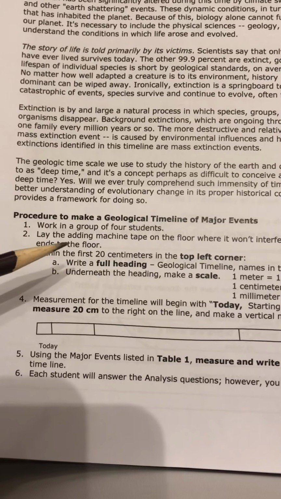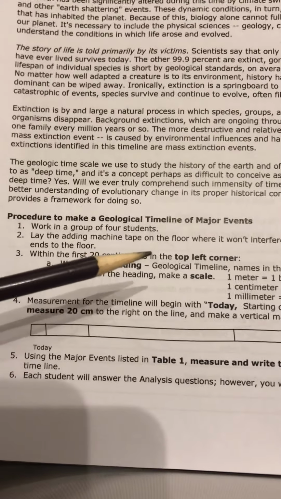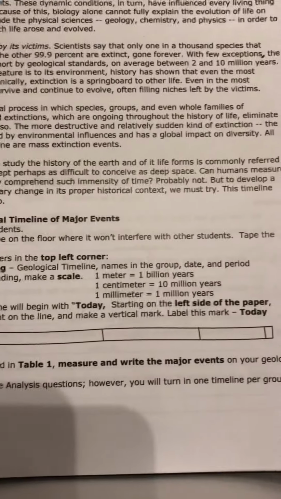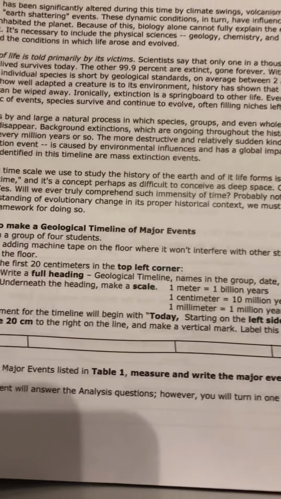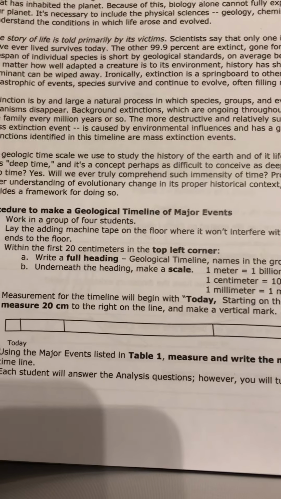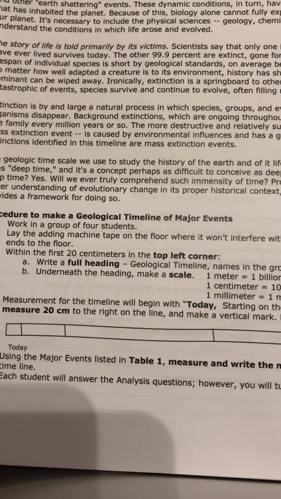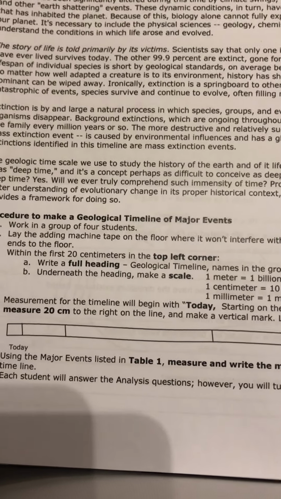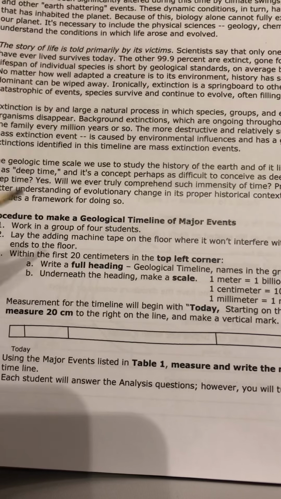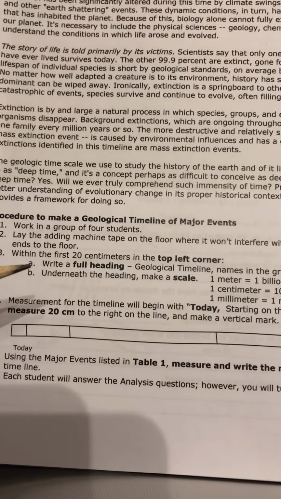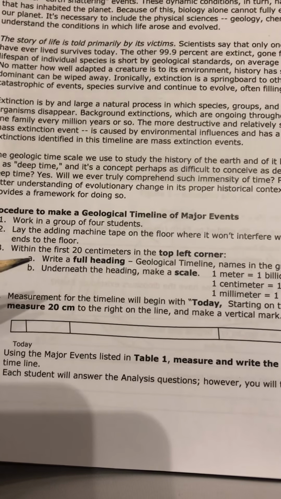We're going to lay the adding tape on the floor where it won't interfere with the other students. You guys can do this out in the hallway. You can do it on the desk. You're going to need about 4 meters and 6 feet. So based on that, you're going to need a lot of space.